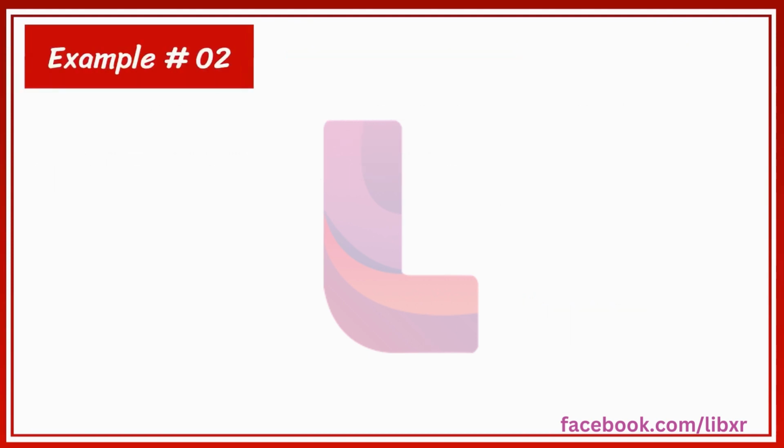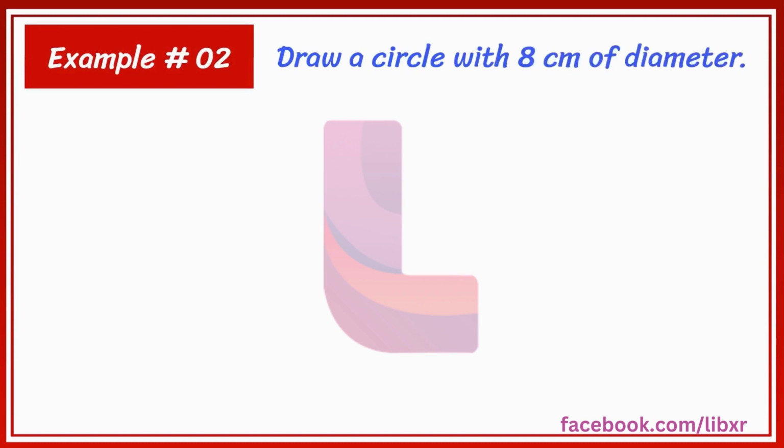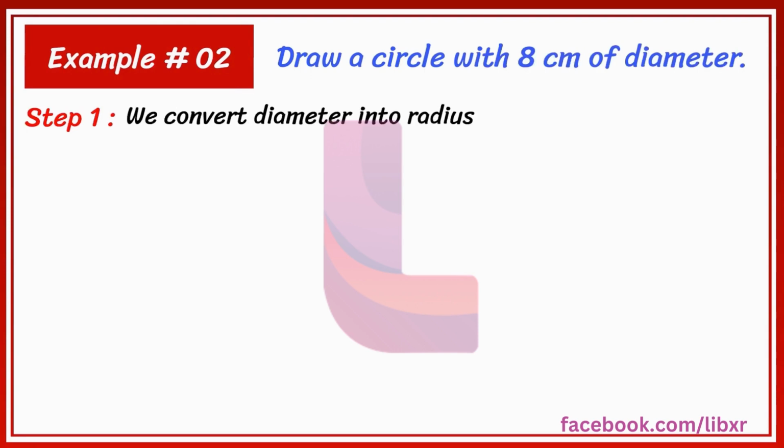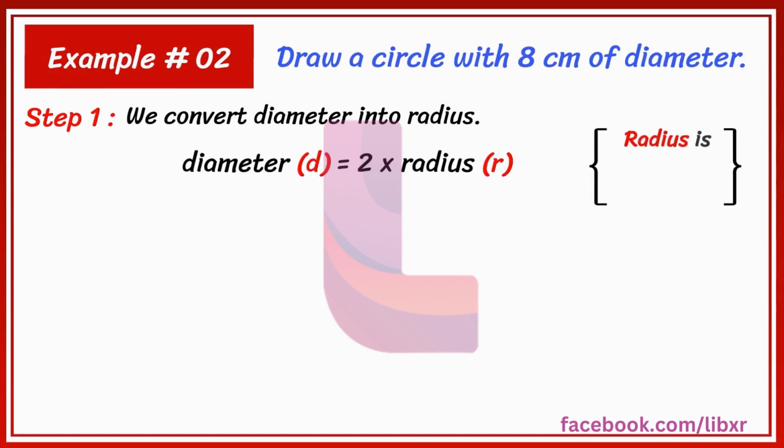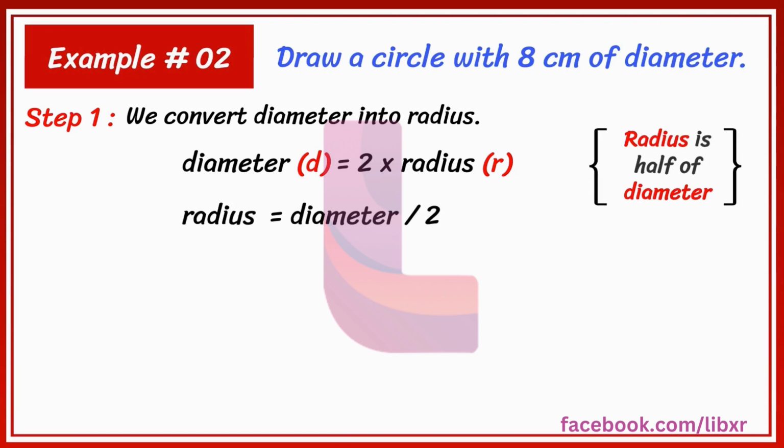Example 2. Draw a circle with 8 cm of diameter. Step 1. First, we convert diameter into radius. Since diameter is equal to 2 multiplied by radius, radius is half of diameter. It makes radius equal to diameter divided by 2.